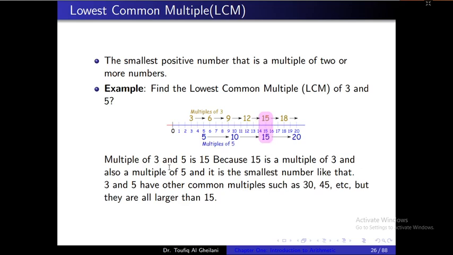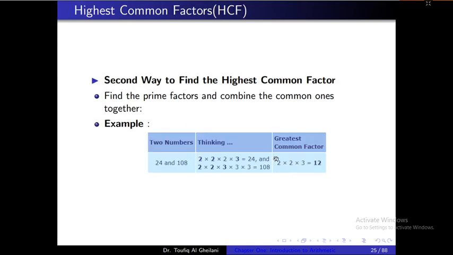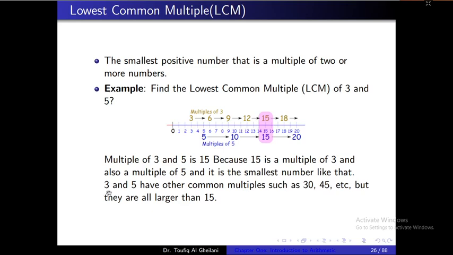So the lowest common multiple of 3 and 5 is 15, because 15 is a multiple of 3 and also a multiple of 5, and it is the smallest number like that. 3 and 5 have other common multiples also, such as 30 and 45 and so on, but they are all larger than 15.